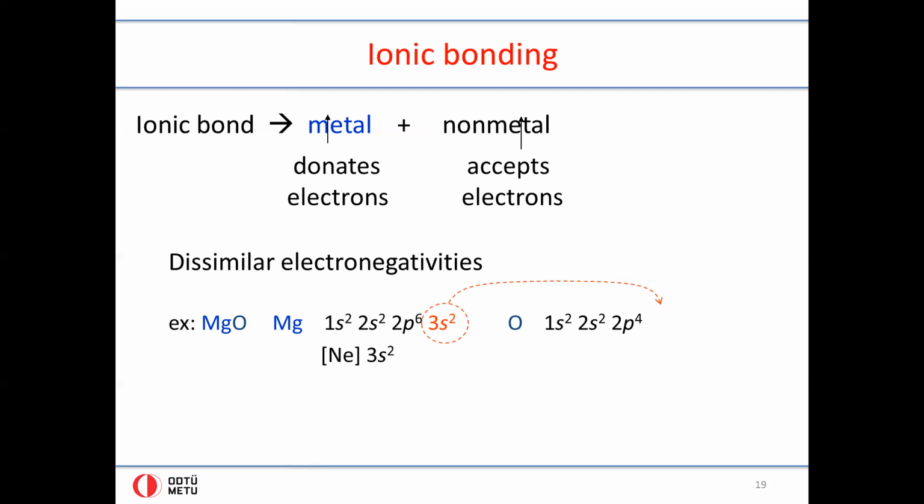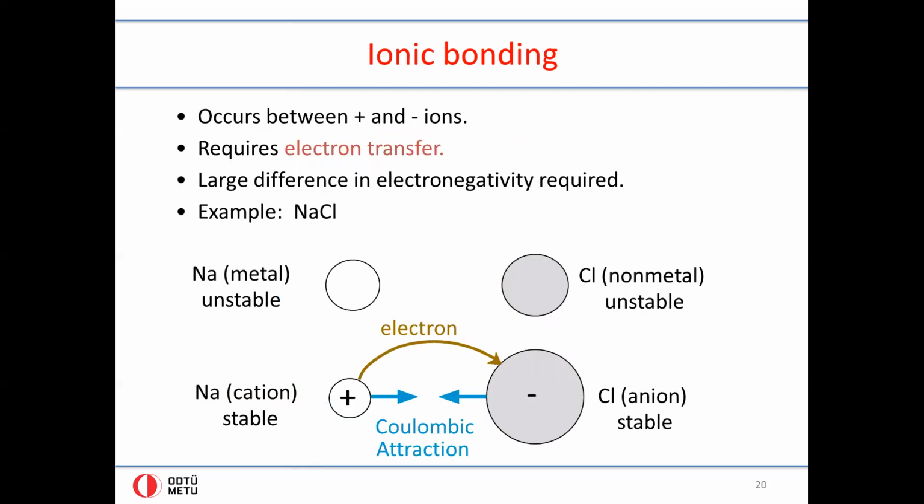Magnesium oxide can be a rock or a powder, a solid it is. And if you look inside that solid, you will find magnesium and oxygen bonded together. And when you try to break that solid, it will not be easy because the ionic bond is a strong bond. So this occurs between plus and minus ions, and electron transfer is necessary.